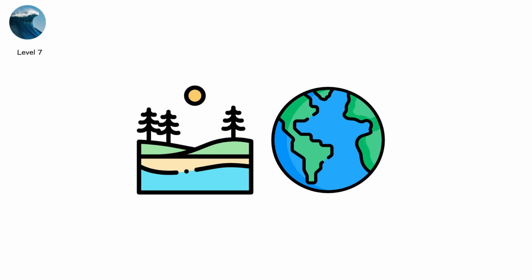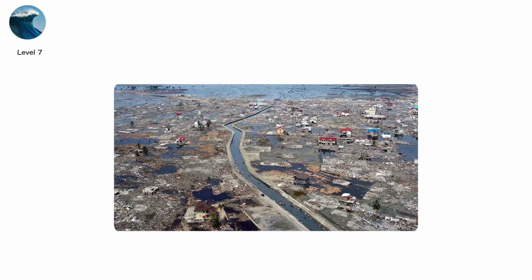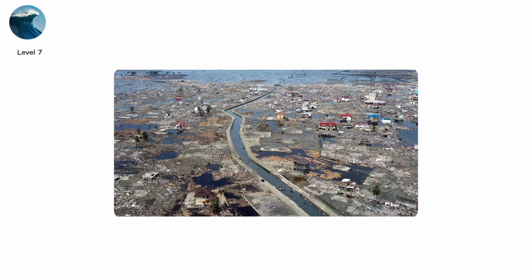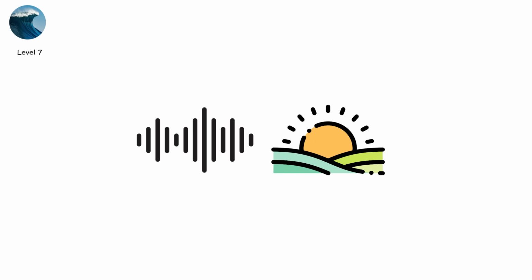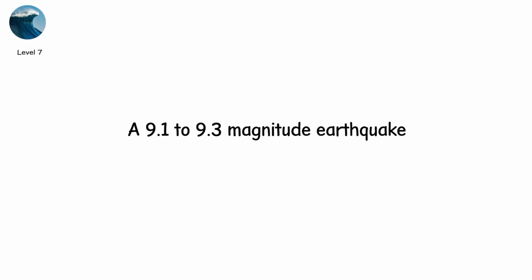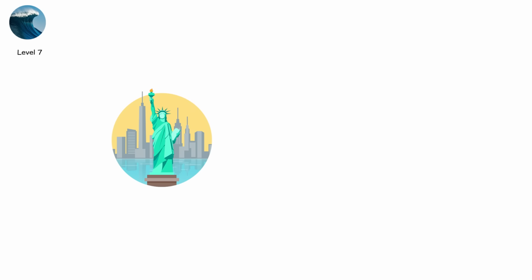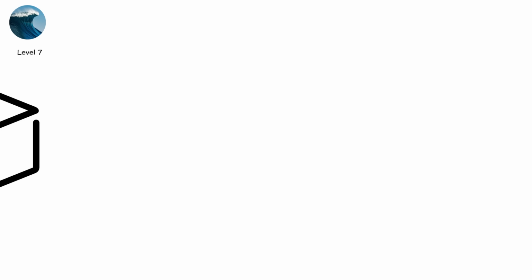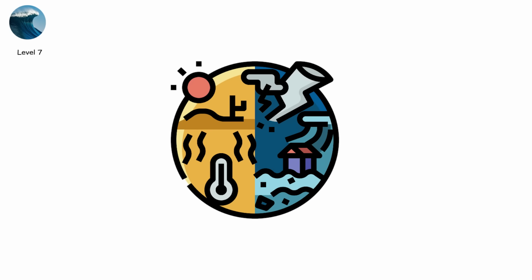And if you're looking for a real-world example, there's only one that fits without question: the Indian Ocean tsunami of 2004. December 26th. A morning that started in silence ended with the sound of entire nations in mourning. A 9.1 to 9.3 magnitude earthquake ruptured a fault over 1,600 kilometers long, roughly the distance from New York to Miami. The seafloor heaved upward, displacing cubic kilometers of water and sending waves in all directions. It was one of the deadliest natural disasters in human history.